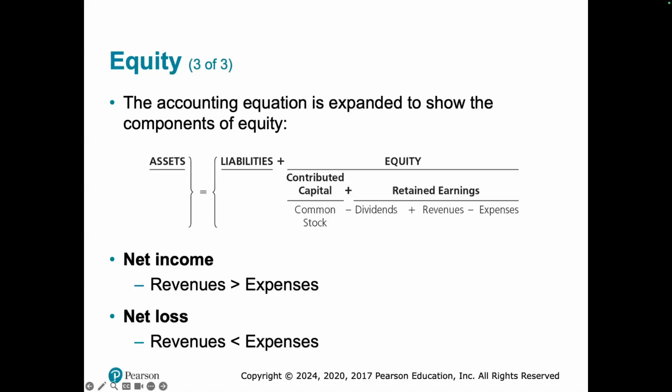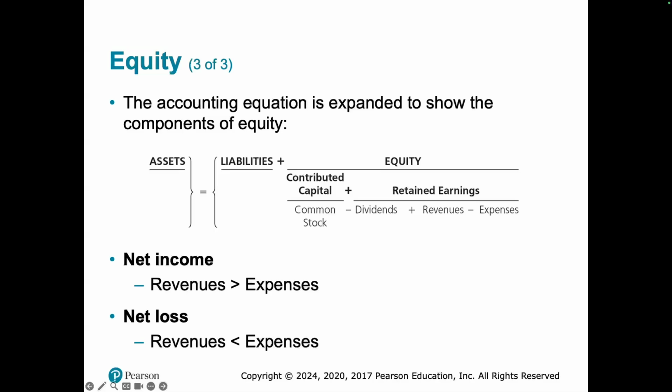Equity actually turns into contributed capital plus retained earnings. So retained earnings is going to be dividends, right? So common stock is contributed capital, and we take away dividends. We add revenues. Revenues are not profit. Revenues is income we generate that we receive for services or items that we sell, right? So the income we receive, that's revenue.